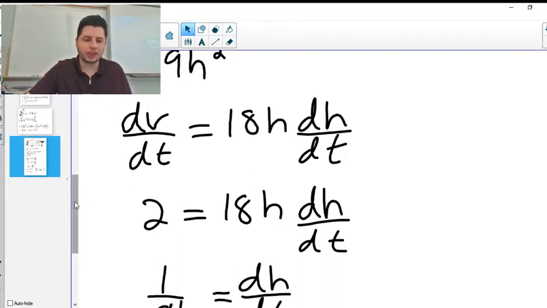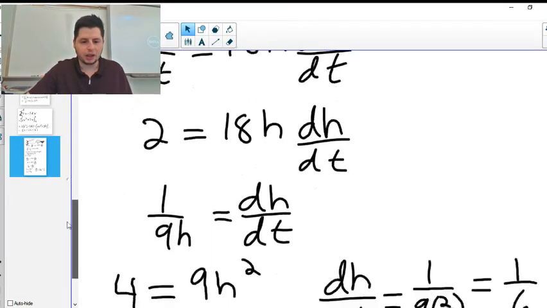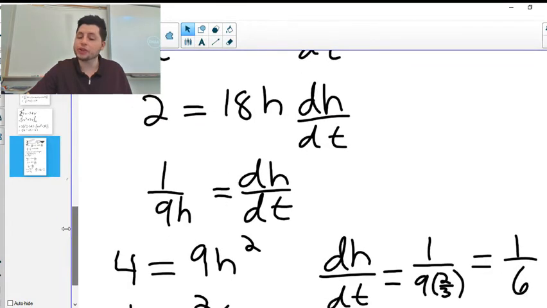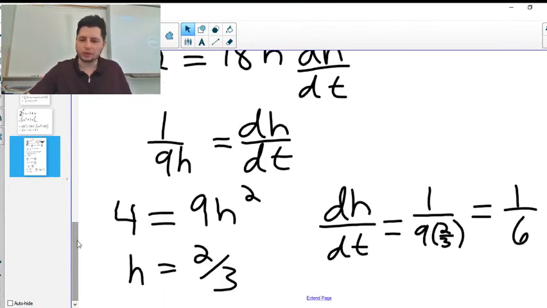Since we know that dV/dt is 2, we can substitute that in, and now we have something here. We have the rest of this here. Solving this for dh/dt gives me 1 over 9h. At this point, I kind of thought, well, what's going on? It's in terms of h.